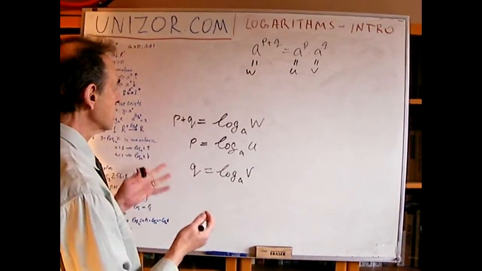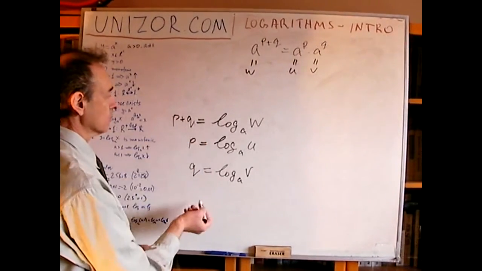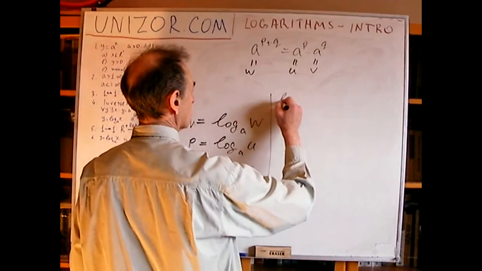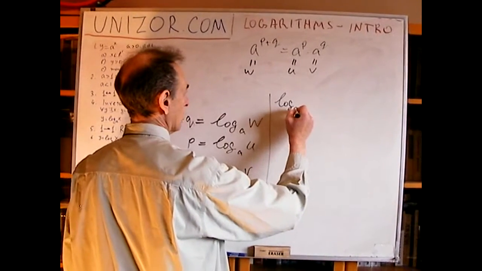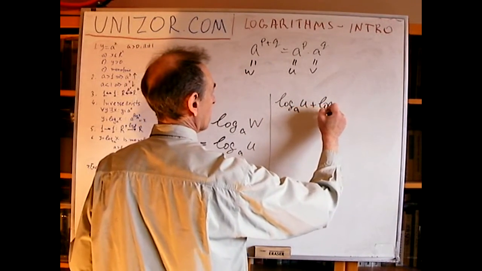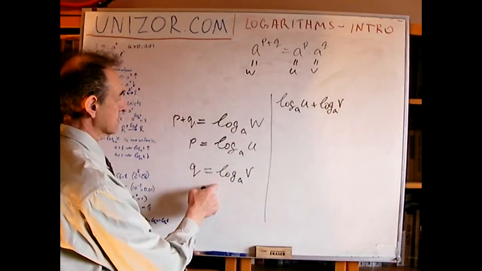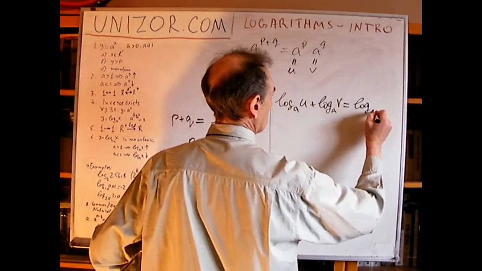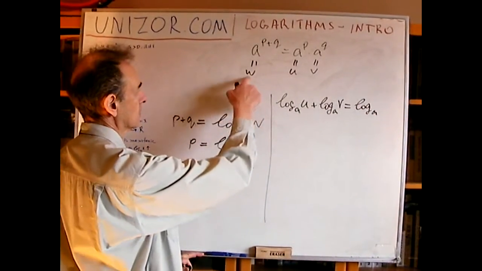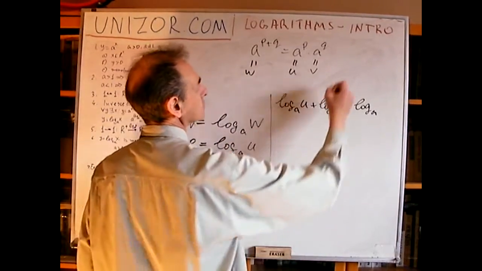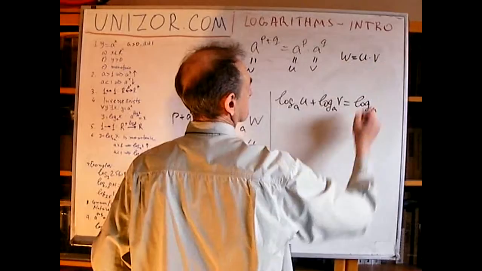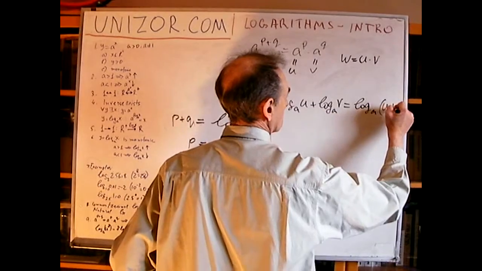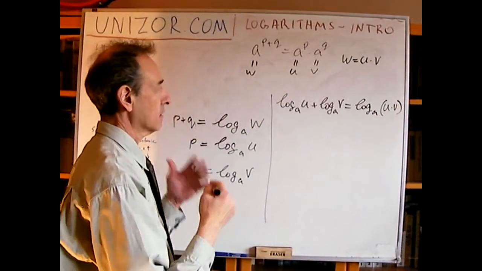So, what do we see here? Well, p, q, p plus q, right? So, using the right side of this equation, I would say that logarithm u plus logarithm v with the same base, this plus this, is equal to this, which is logarithm base a of w. But w is u times v, right? From this, w is u times v.